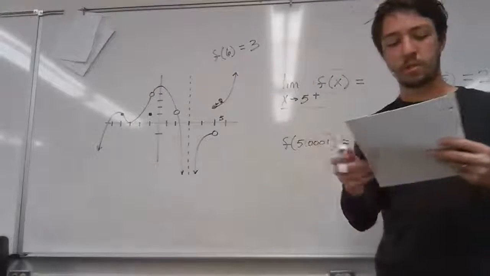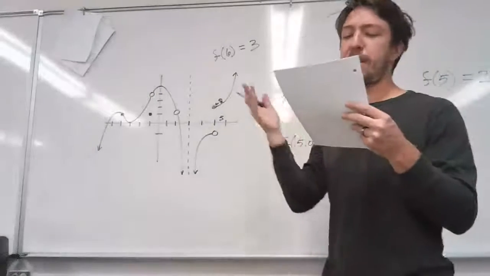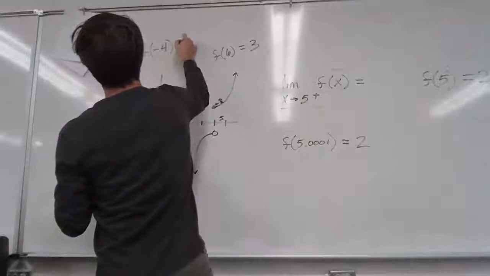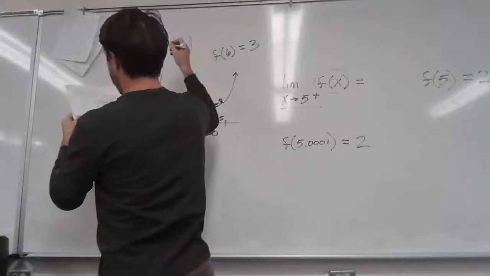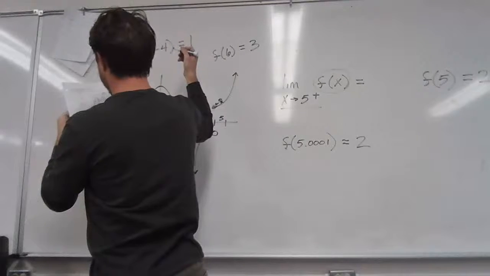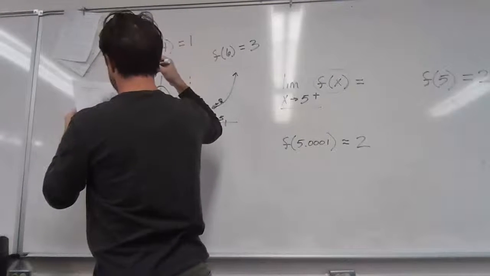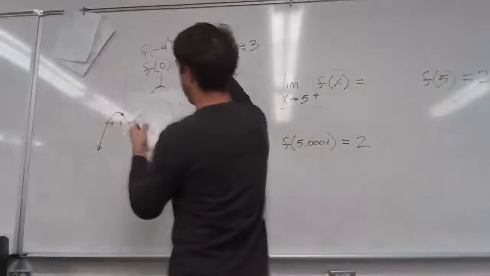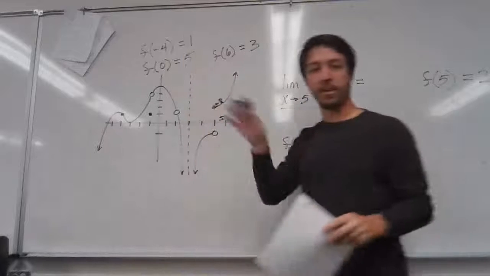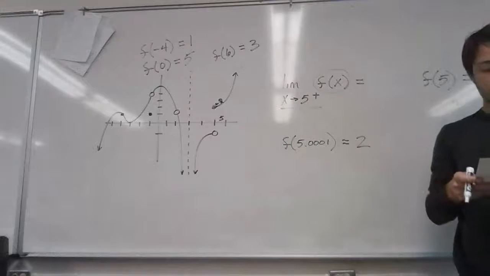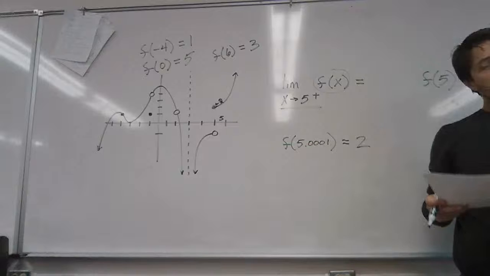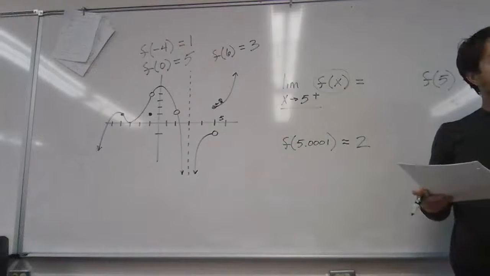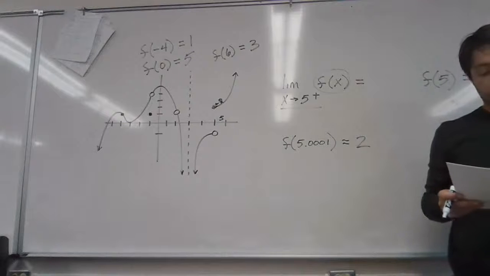Let's do a couple more of these. What's f of negative 4? 1. Good. What's f of 0? 5. Okay, so have we cleared that up? What about when there's a hole? This is a wacky one. If there's a hole, then the function's not defined. Right, so f of 2, we'll get to that. It's undefined because there's actually a hole there. Okay.